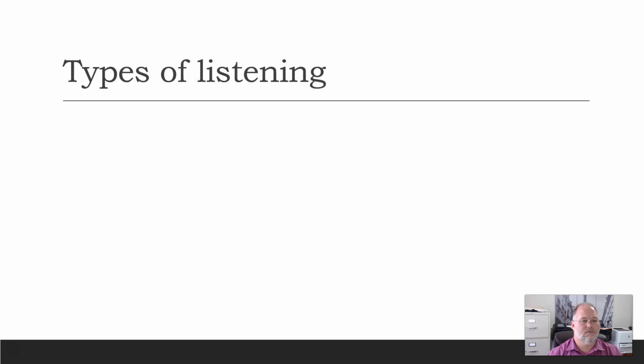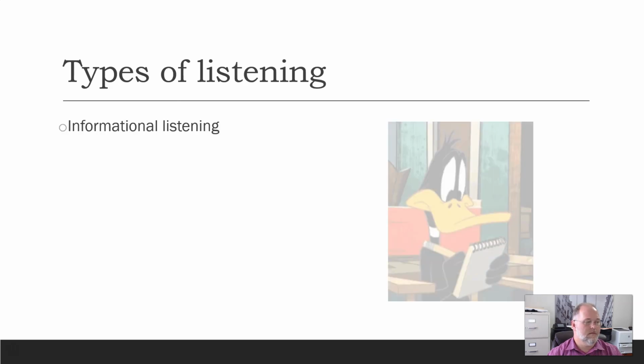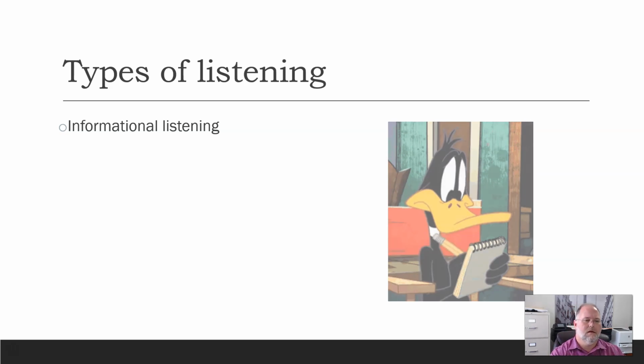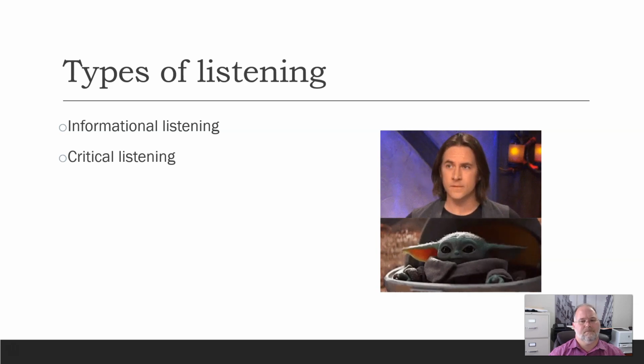All right, let's move on to types of listening. First type of listening is informational listening. That's actually listening to learn something. In theory, that's what you're doing right now, is taking notes, paying attention, trying to pick up what I have to say. You're not necessarily evaluating what I'm saying. You're not going over it and all that stuff. You're just documenting it.